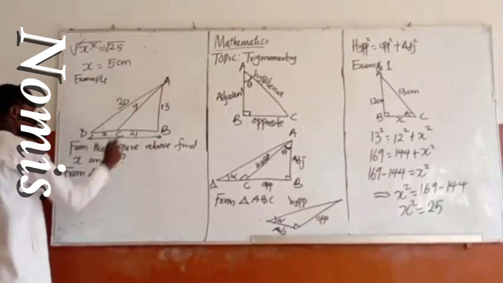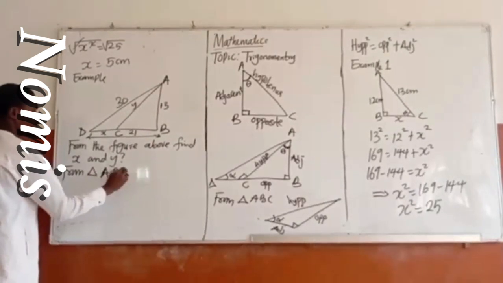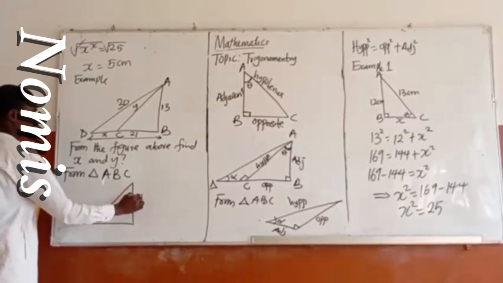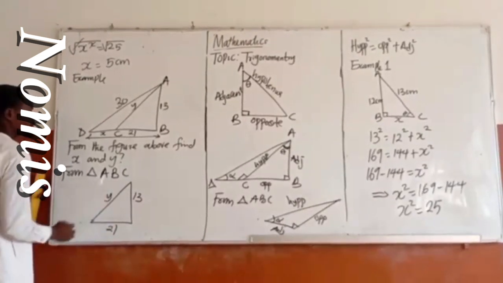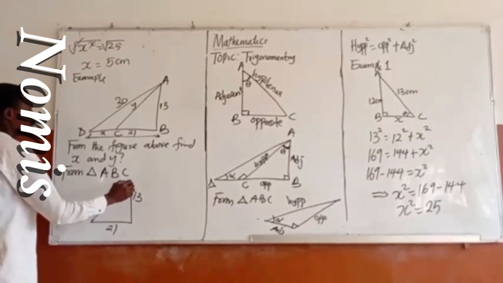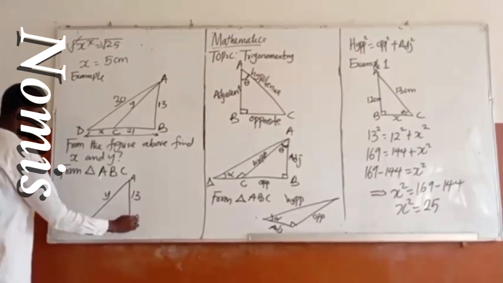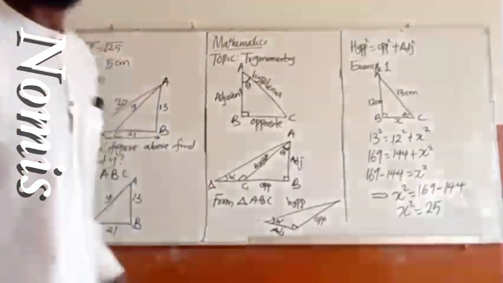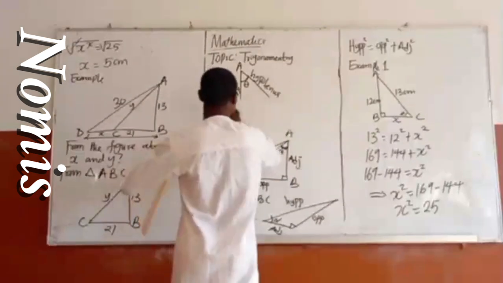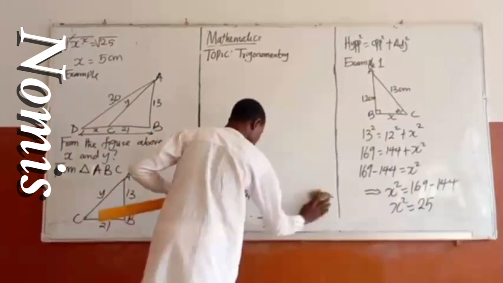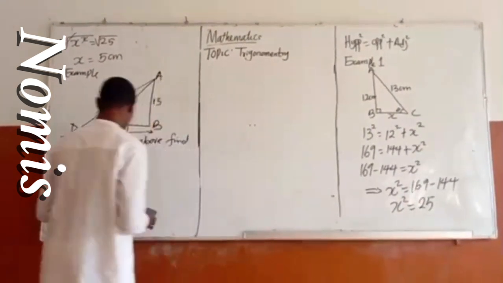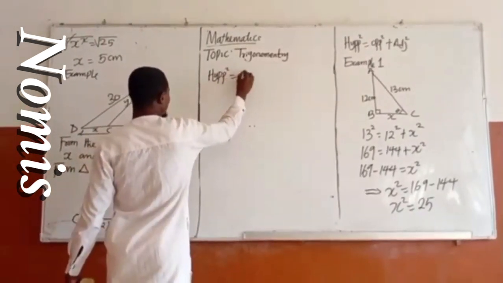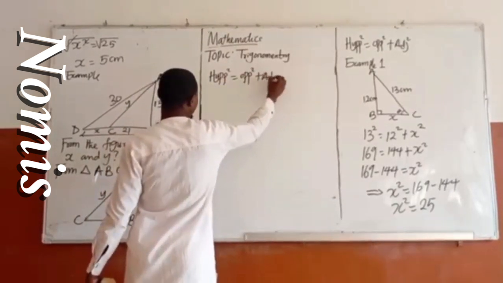We now say from triangle ABC, then you draw your right angle triangle. You have here 13, here is 21, and here is y. So that means you are going to find y before x. Yes, see? So using Pythagoras theorem, Pythagoras theorem says that the hypotenuse squared is equal to the opposite squared plus the adjacent squared.